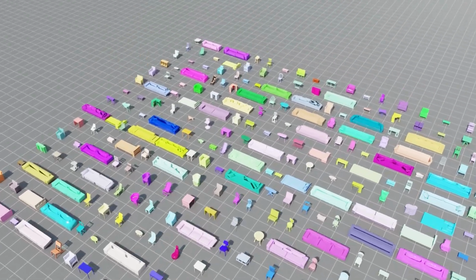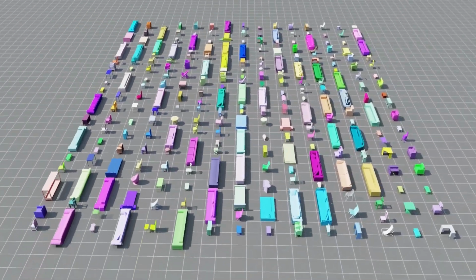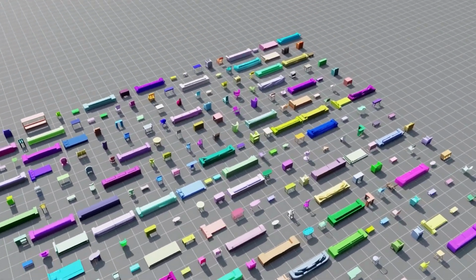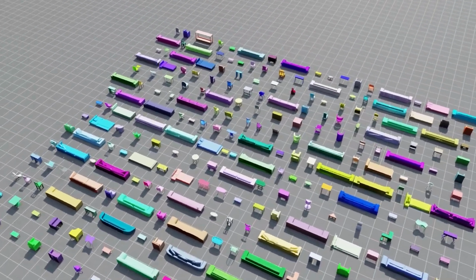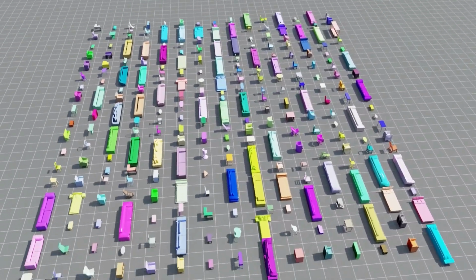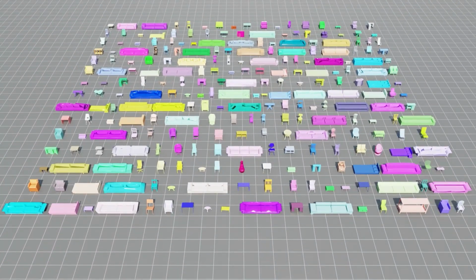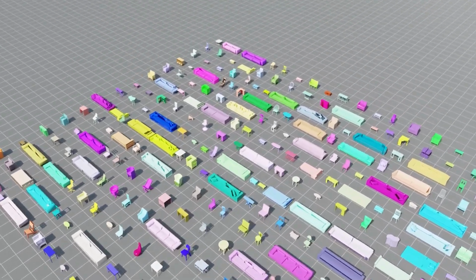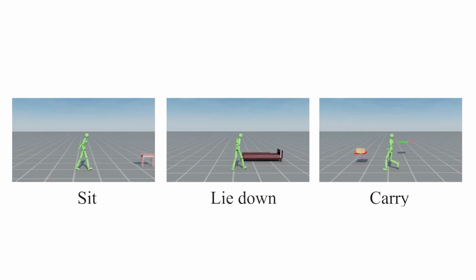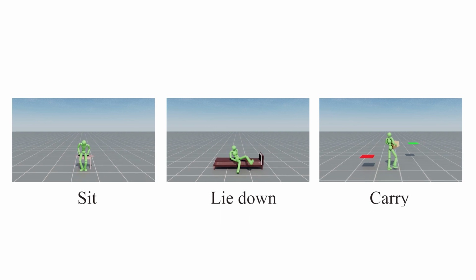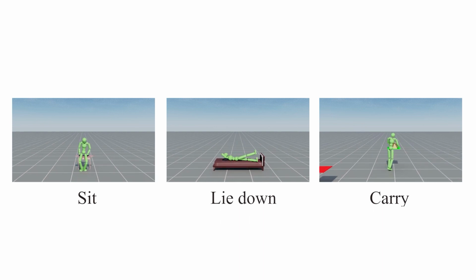To enable the agent to go beyond the limited human demonstration and interact with a wide array of objects, we populate each training environment with a different object during the training phase. We replace the original objects from the human demonstration dataset with objects from ShapeNet from the same category. We apply our method to 3 challenging scene interaction tasks. Sit, lie down, and carry.